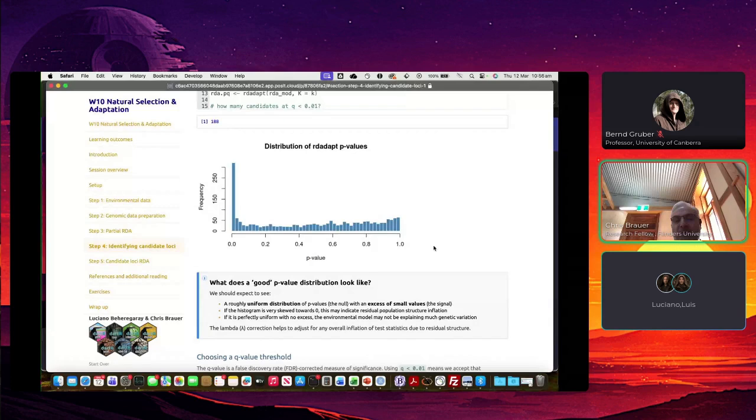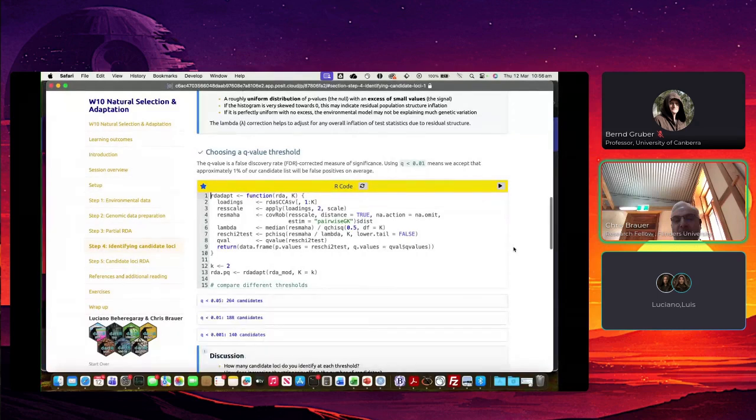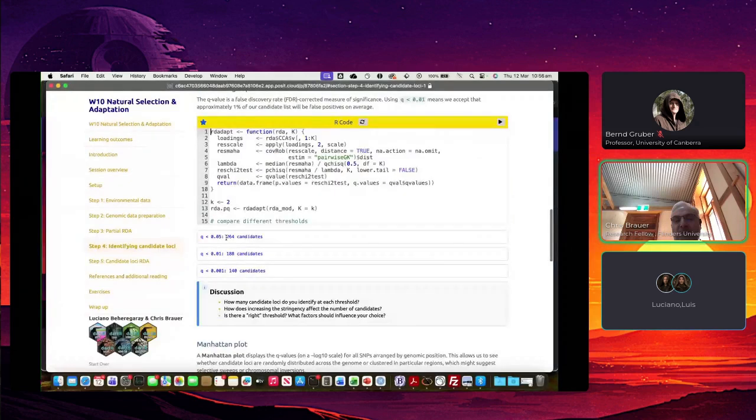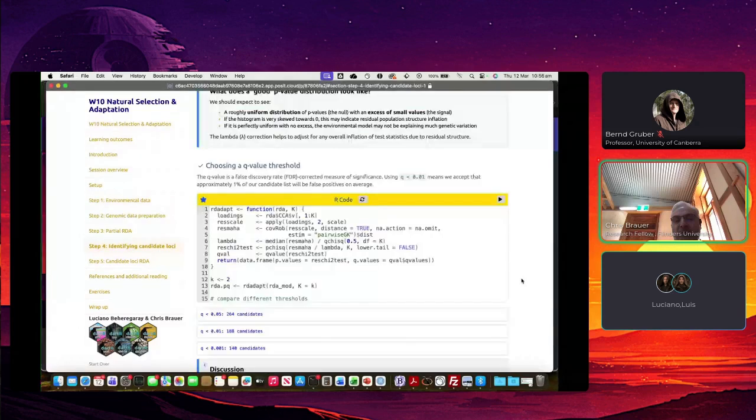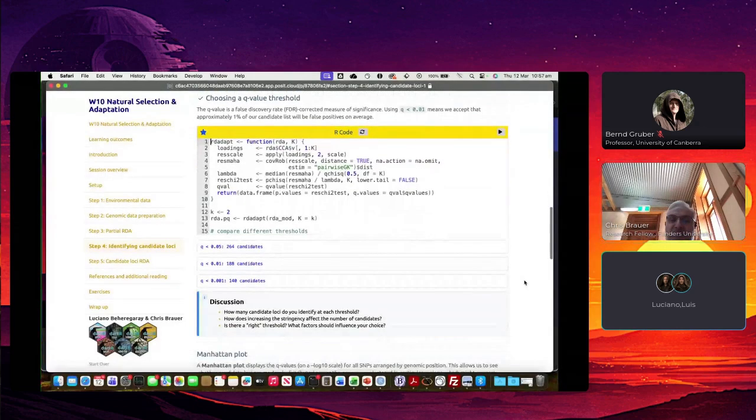And then the other thing you'll need to decide when you run that is what Q value threshold to use. So this is essentially a false discovery rate controlled p-value. And we can run code here that compares how many of those loci we consider as candidates based on how strict we want to be without Q value. And a Q value is essentially saying how many false positives am I prepared to accept in my data. So depending on your situation, you may be more or less strict with that. There's no sort of hard and fast rule there.